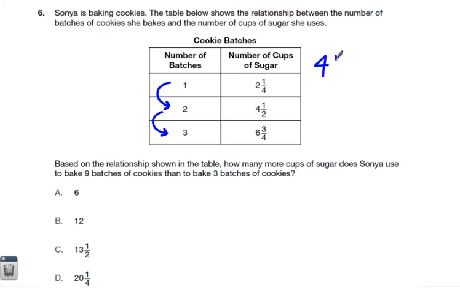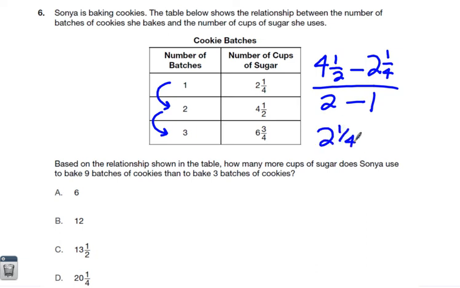Again, we could literally write out the slope formula. I know mixed numbers are not the easiest thing to work with. I get it. There's ways around that. But if I were to literally write that out as a slope formula, I would get 2 1/4, I believe, over 1, which is just 2 1/4. So that's a good start.